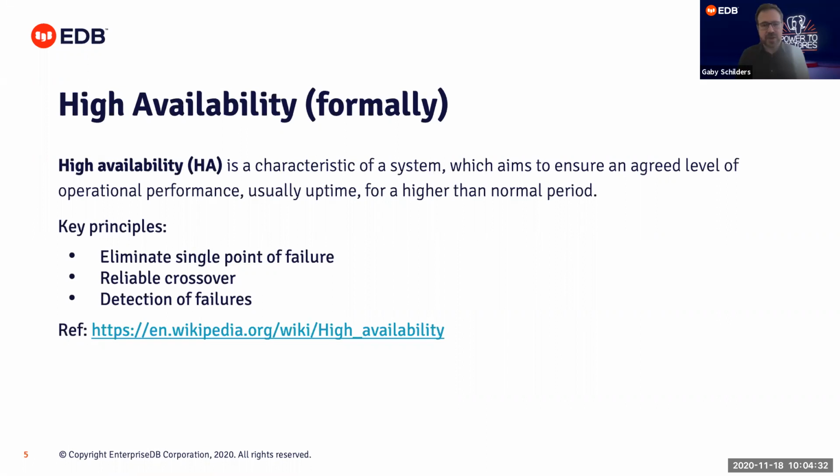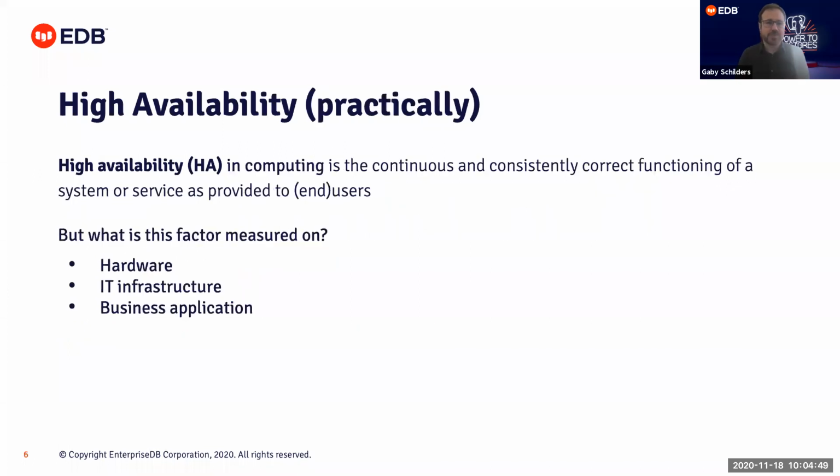So we're going to get into that, and what we're going to talk about is what are the key principles to achieve high availability, and what are the risks and issues that you might come across when you look into achieving high availability. More practically speaking, in computing, the term availability is used to describe a service normally, and it's described as a continuous and consistently correct functioning of a system or service as provided to its users.